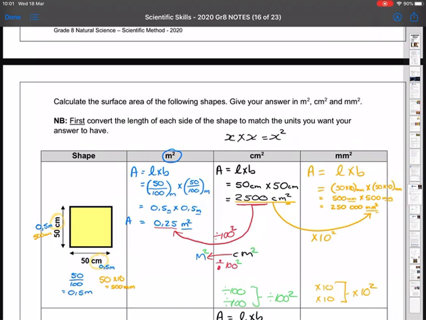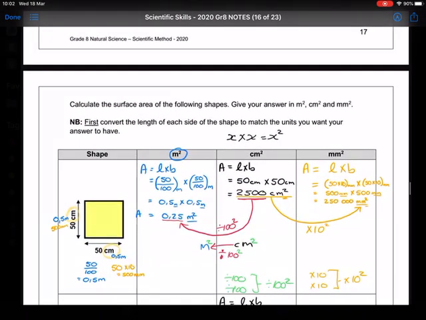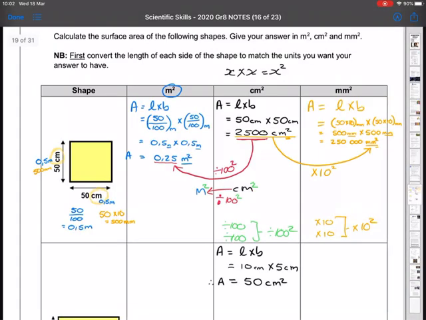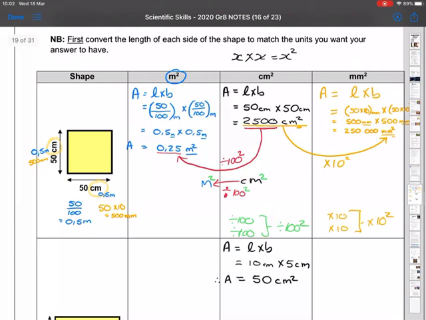So in the last video we had a look at how to convert 2D area between different units. We got given shapes that had measurements given in centimeters. Say, for example, you had a square with sides of 50 by 50 centimeters. It's quite easy to work out the area of that shape in centimeters. You just go 50 by 50 and that'll give us 2,500 square centimeters. If you wanted to convert that answer into square meters or square millimeters, you have to do your conversion twice.